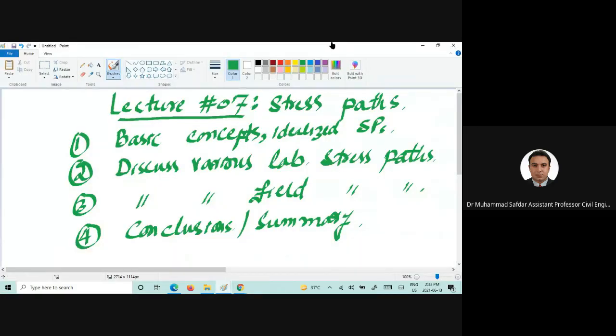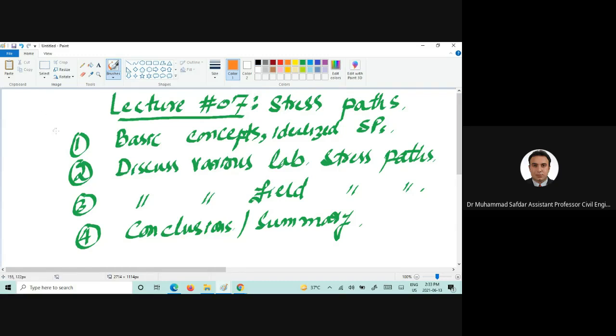Assalamu alaikum to everyone. Today we are going to start our lecture number 7, which will be related to stress paths. Stress path is an important concept which we need to understand in advanced soil mechanics. It provides the basis for critical state soil mechanics and constitutive modeling.